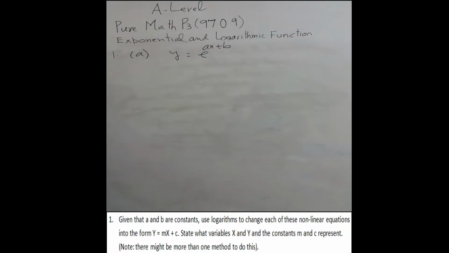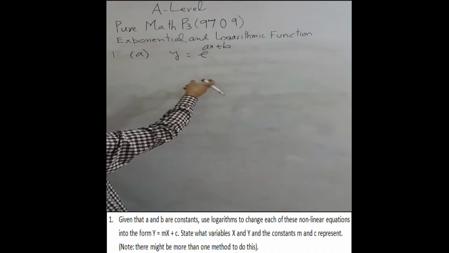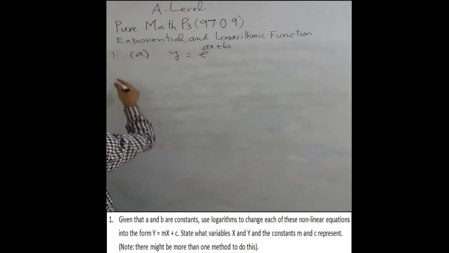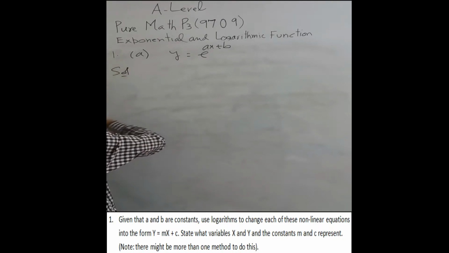Now see question number 1, part A. You are given an exponential function or equation, and this equation is not linear, it's non-linear. Its graph will be curved, not a straight line. We can convert it into a linear form using logarithm. Now let us see how we can do this solution.